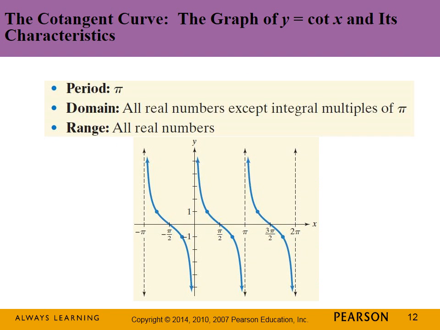So now let's talk about the cotangent. The graph of the cotangent function is kind of similar to the tangent function. It also has a period of pi. The domain is a little different. The cotangent is undefined at integral multiples of pi, which means integer multiples. So you see here, it's undefined at 0, it's undefined at pi, undefined at 2 pi, etc. The range is also all real numbers. This graph extends infinitely up and infinitely down.